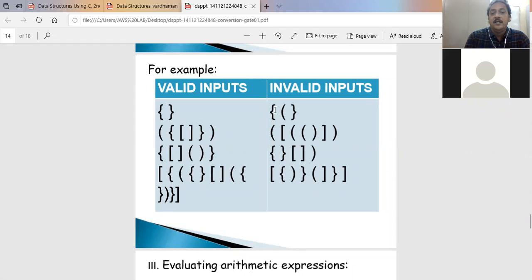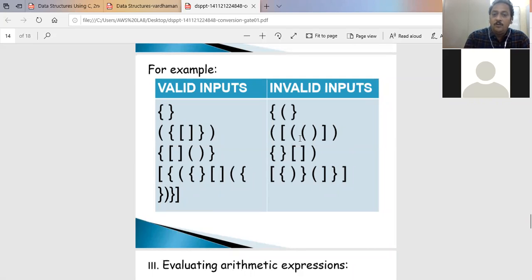Here you see there is a curly bracket. This is an expression which starts with a left parenthesis and has its matching right one, but it doesn't have a right parenthesis for this other left parenthesis. Only one left parenthesis is not valid. So that's why it comes in the invalid inputs.